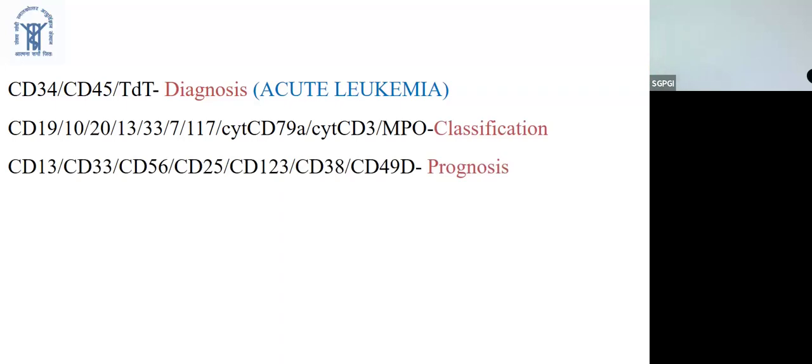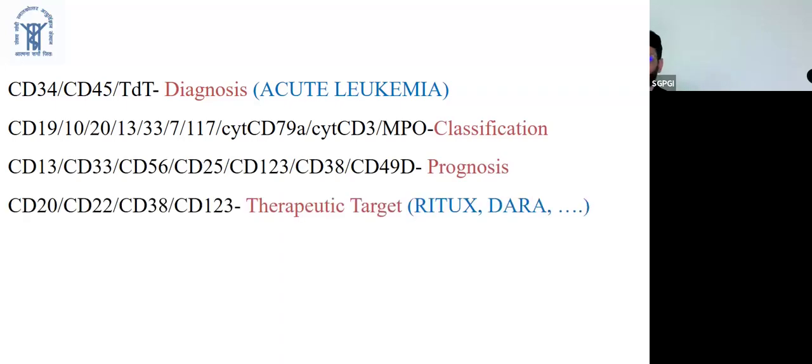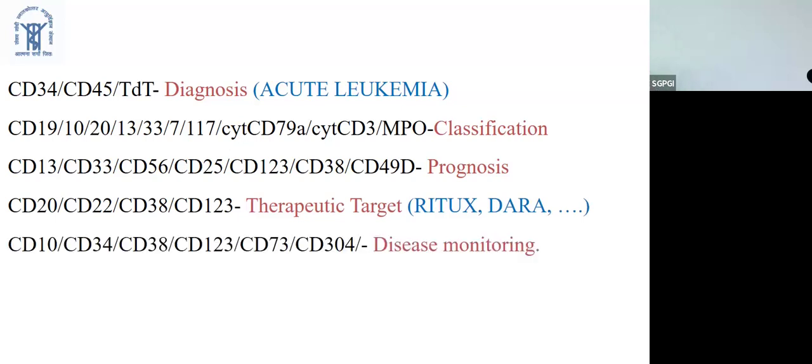Then your job is to prognosticate. Then your job is to identify a therapeutic target. Because when the patient is not responding to first line or second line therapy, they want to add some targeted therapy. So if you have expression of CD38, they will give daratumumab. If they have CD20, they will give rituximab, and so on and so forth. And then you want certain markers that will help you in monitoring the disease, which are not normally expressed or expressed at a very low level in the normal counterpart, but are aberrantly expressed or expressed at a very high level in the leukemia. So you have to differentiate these things, right?